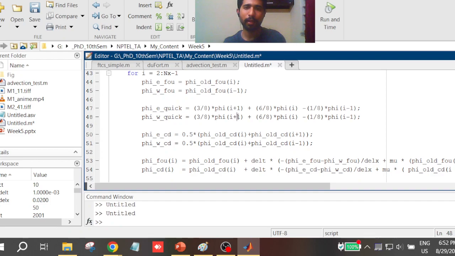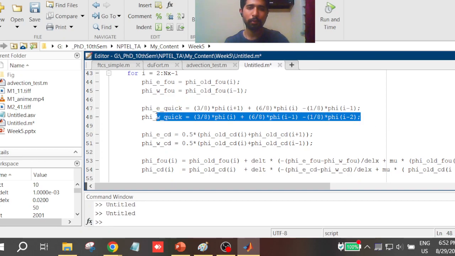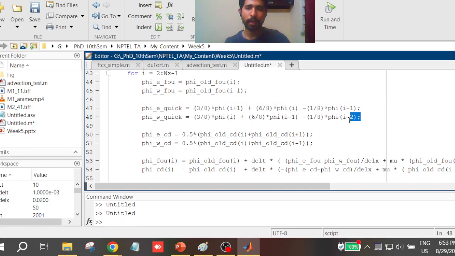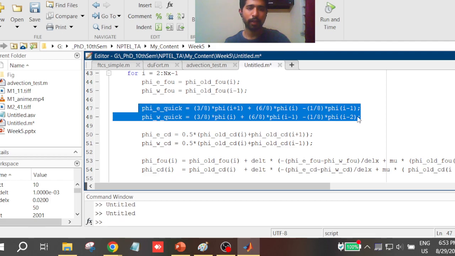I think this will be just i, or what, I don't know, i minus 1 and i minus 2 you will get. So this is how you just implement this, and then just change phi E of FOU to quick. Okay, so this is how you do the changes. I will leave it to you as a kind of takeaway assignment. Okay, through this you can kind of learn the things in a much better way.